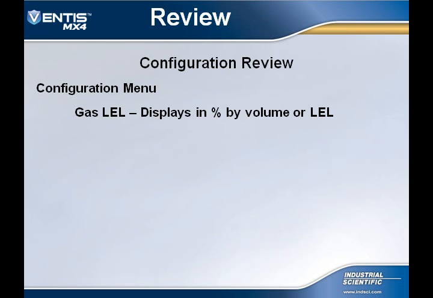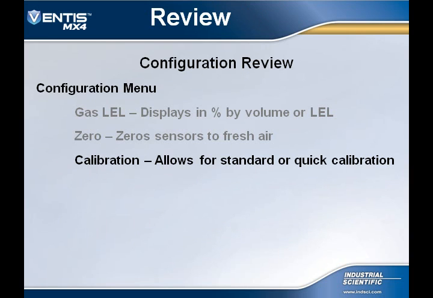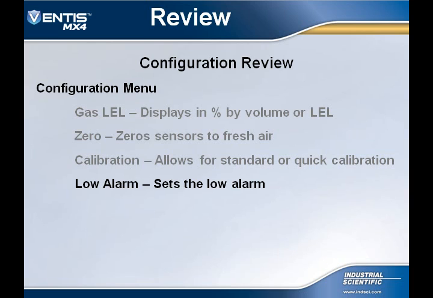We are now going to review the configuration screens. The combustible displays in % by volume or % LEL. The zero screen allows the user to zero in fresh air. Calibration allows for standard or quick calibration. Low alarm allows setting of the low alarm. High alarm allows setting of high alarm.